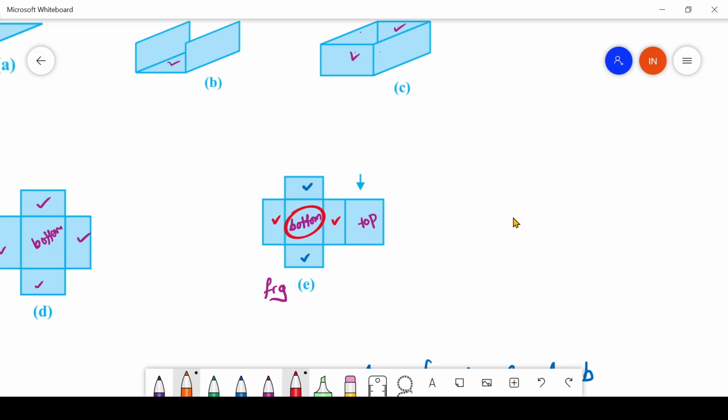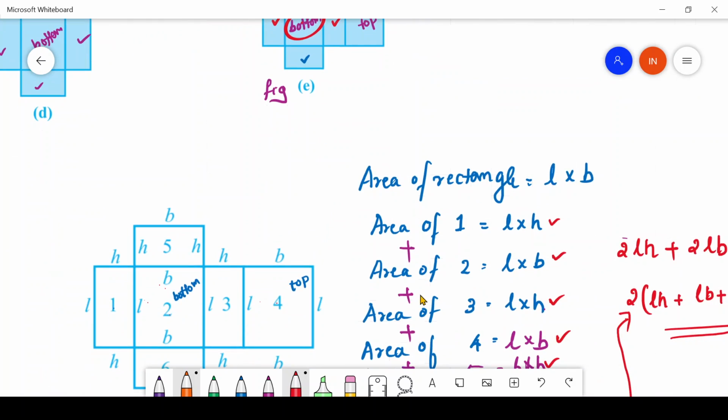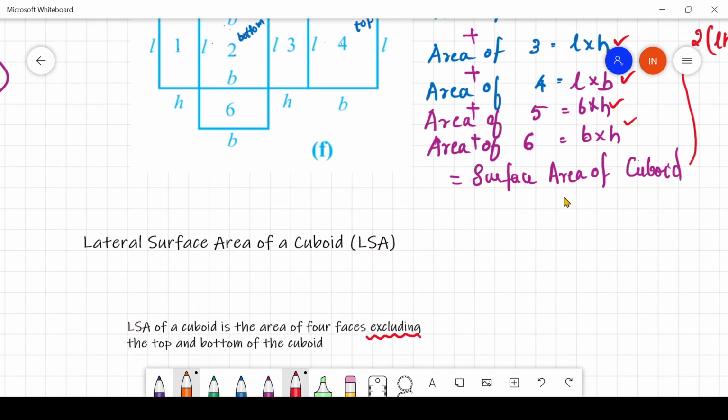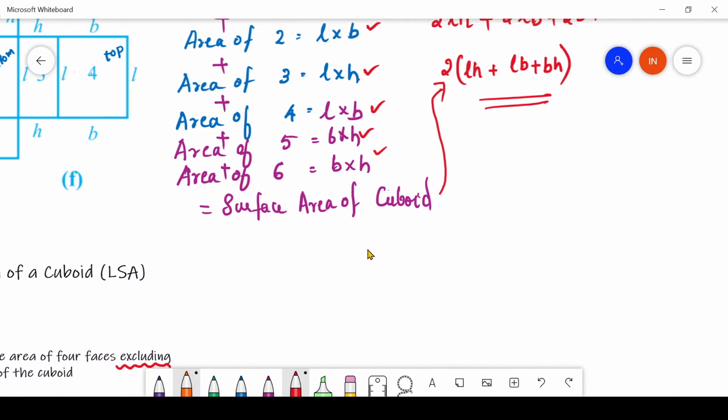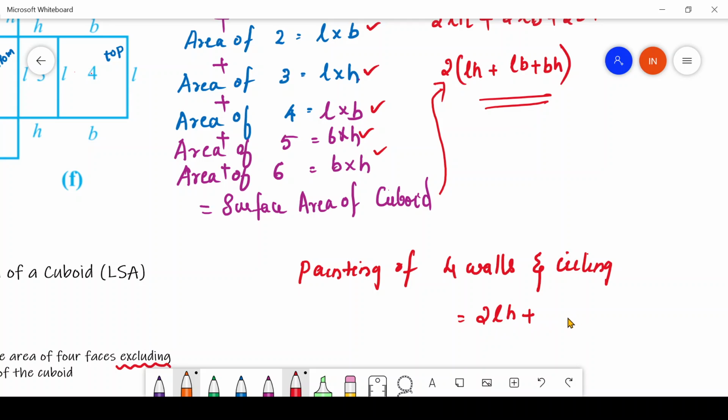So when we are doing such types of problems, you have to remove 1 LB from the total surface area. Did you get me? From the total surface area, what do you have to do? You have to remove 1 LB. In such a case, the painting of the four walls and the ceiling, how can you find it out? 2LH plus 2BH plus LB, only 1 LB I am writing here.